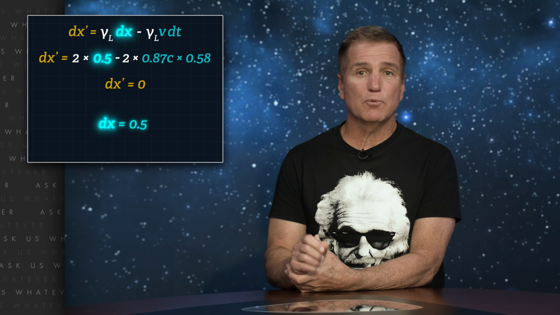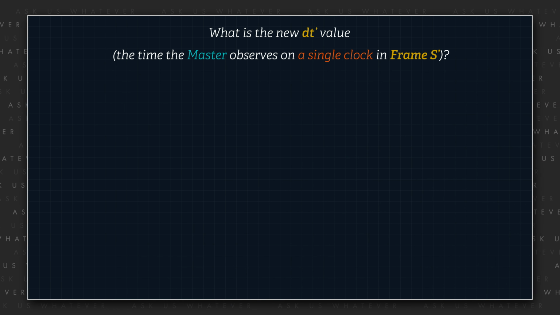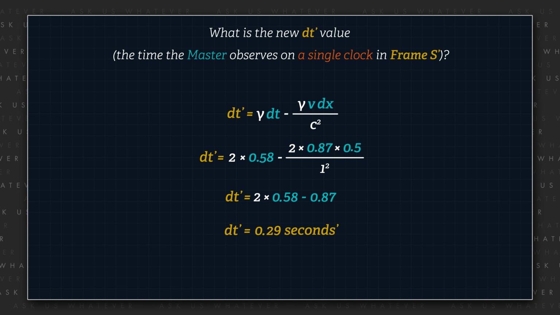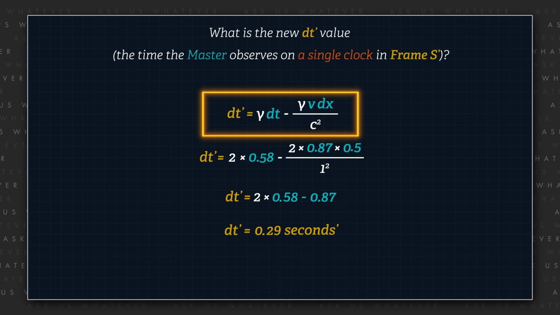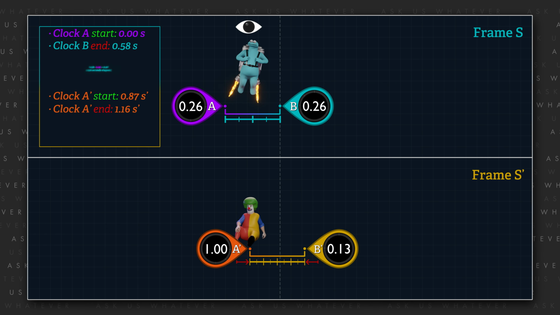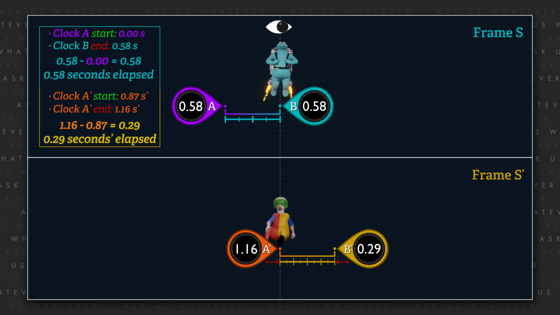This can also be confirmed with the Lorentz dx prime transformation, provided that we use the new value for dx, which is 0.5 light seconds, 150 million meters. And what, under these new constraints, is the value of dt prime, which is the time the master observes elapsing on a single clock in frame S prime? Well, the Lorentz dt prime transformation shows us that it is 0.29 seconds prime when dx is 0.5 light seconds. This is the time that elapses on a single frame S prime clock. So the master measures an elapsed time of 0.58 seconds in frame S and an elapsed time of 0.29 seconds prime in frame S prime.